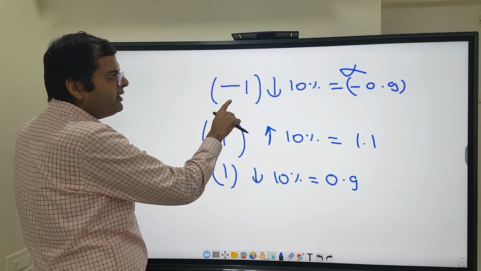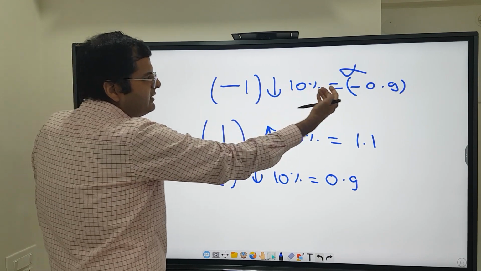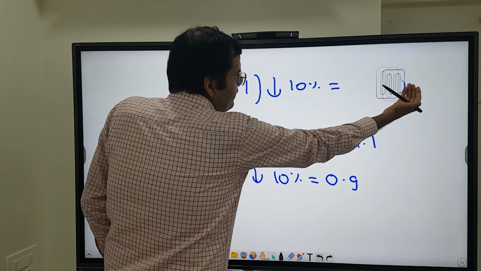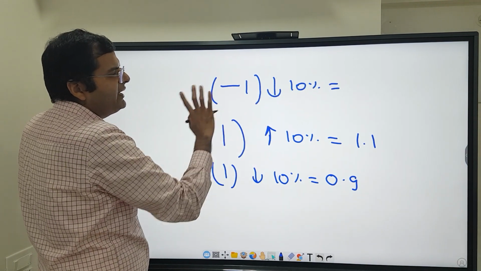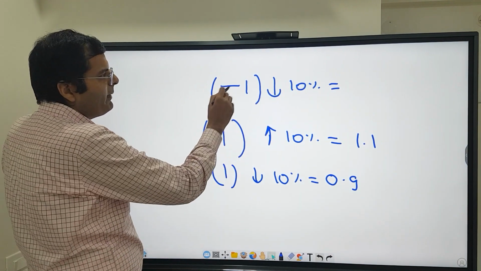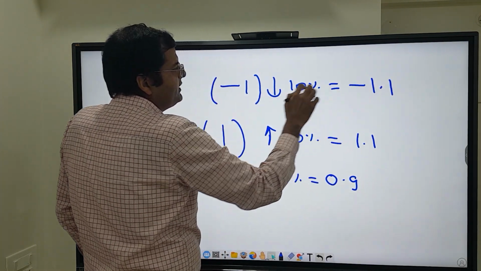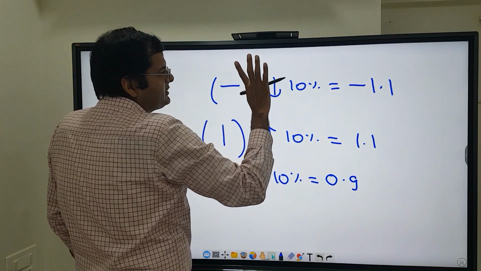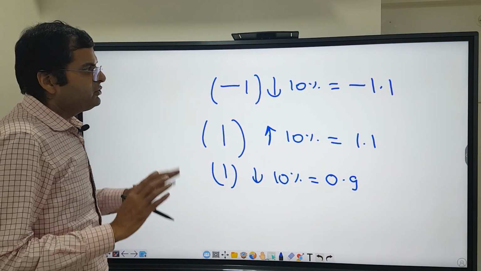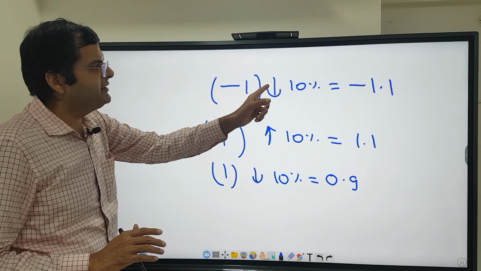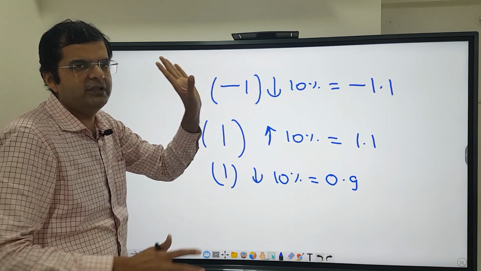So when you are dealing with a negative number and you are decreasing it by 10%, in reality the value of that negative term has to be increased by 10%, and then you put the negative sign. So minus 1 decreased by 10% becomes minus 1.1, which is less than minus 1. Then only a decrease is happening here. So whenever you are decreasing a negative number, keep in mind that you increase the numerical part and then put the negative sign.